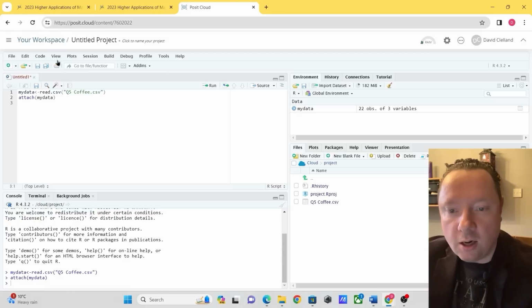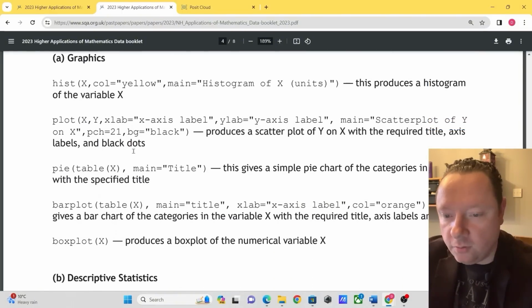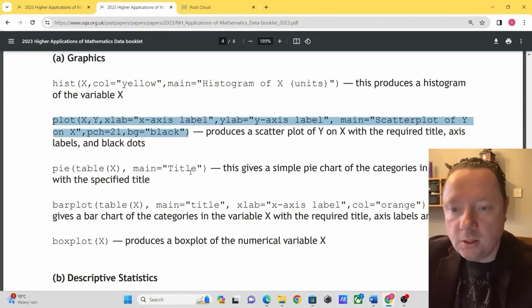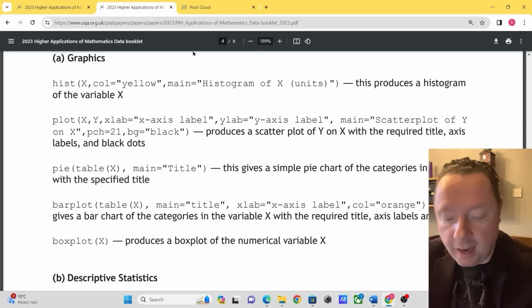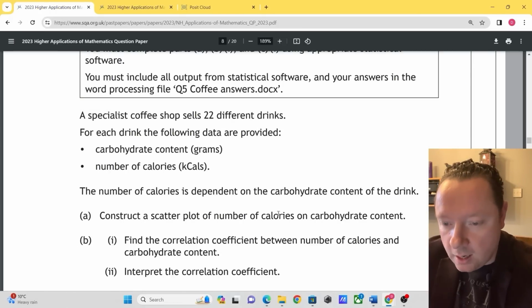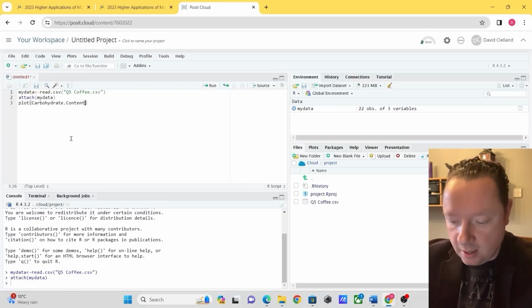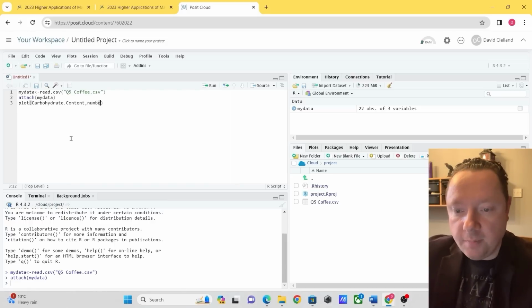So now we need to plot our scatter plot. You go back to your data booklet and go down to graphics, and you're looking for the one that says produce a scatter plot. So it's this one here. Okay, so let's go into RStudio and type that in, replacing the X and the Y with our variables, which are carbohydrate content on the X and number of calories on the Y. So plot, and then it's X, Y. You write carbohydrate.content first, just click it, comma, number, just start typing it, and it comes up.